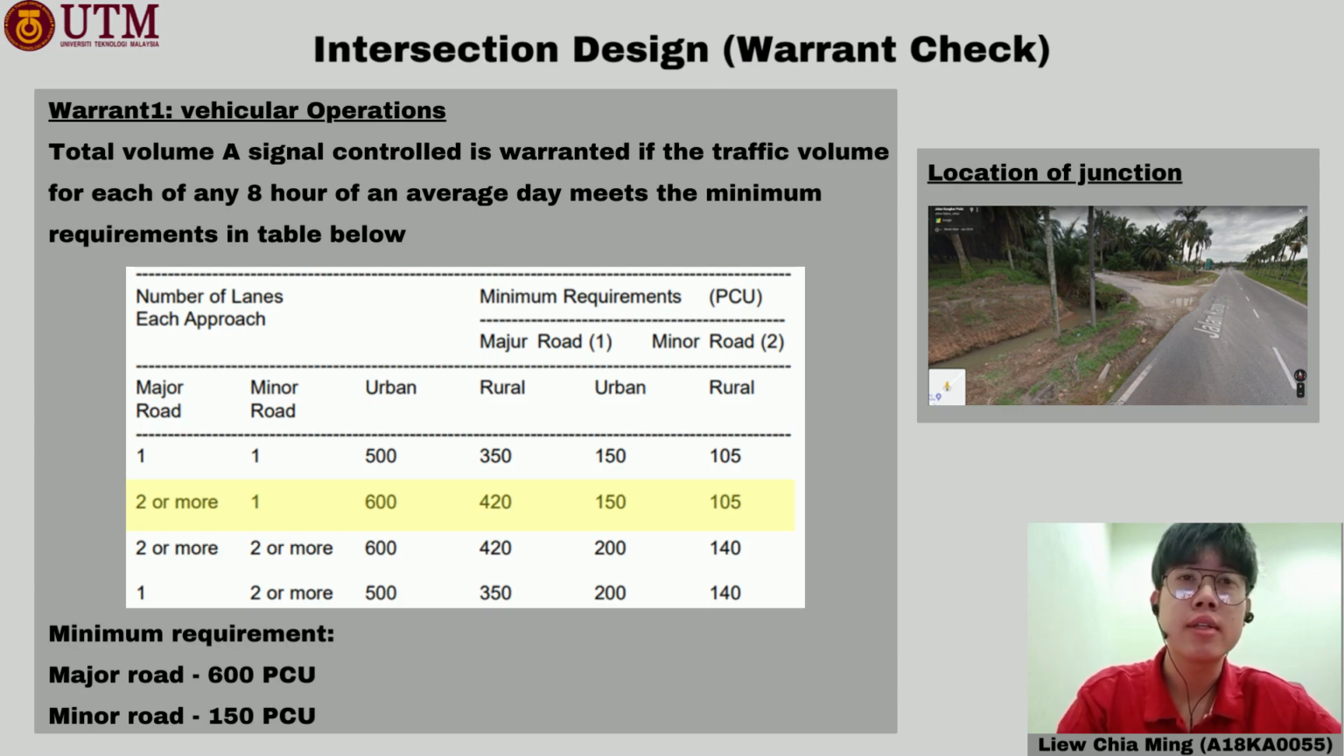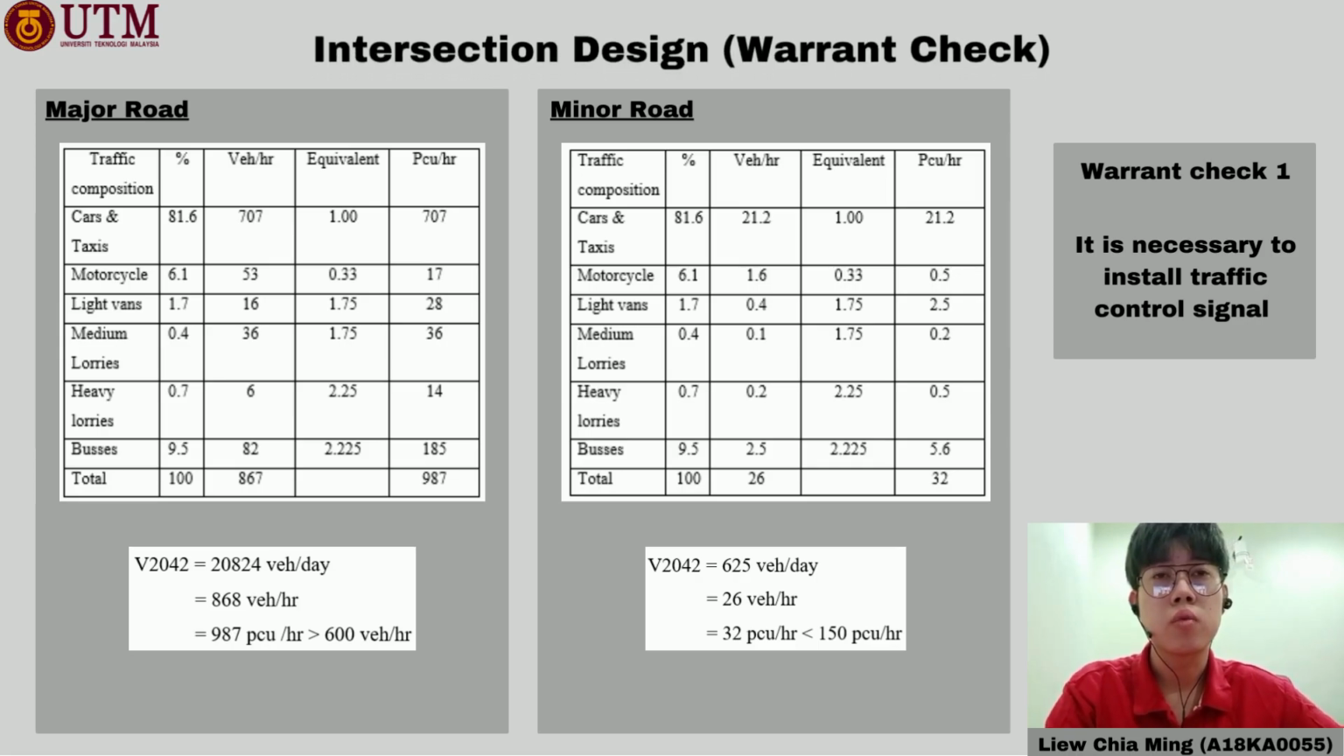Next, let's move on to the intersection design for the major road. To decide whether there's a need to propose a signal control system at the junction, we need to do at least 3 warrant checks. For warrant 1, vehicular operation, the minimum requirement PCU for both major and minor routes is shown in the slide. If the 8-hour traffic volume exceeds the minimum requirement, there is a need to propose a signal control system at the junction. Here is the Warrant Chart 1 for both major and minor roads, and it clearly shows that the PCU value for the major road is 987, which has exceeded the minimum requirement of 600. Thus, there's a need to design a signal control system at the intersection.